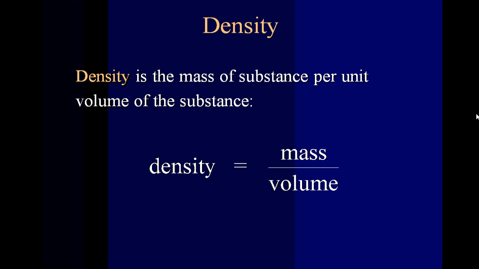All right, density. Again, density is mass over volume. The mass can be in any unit, and the volume can be in any unit. Typically, we go grams per centimeter cubed, or grams per milliliter, or kilograms per cubic meter. There's many different things, so just make sure that you're giving the proper answer with the correct units.